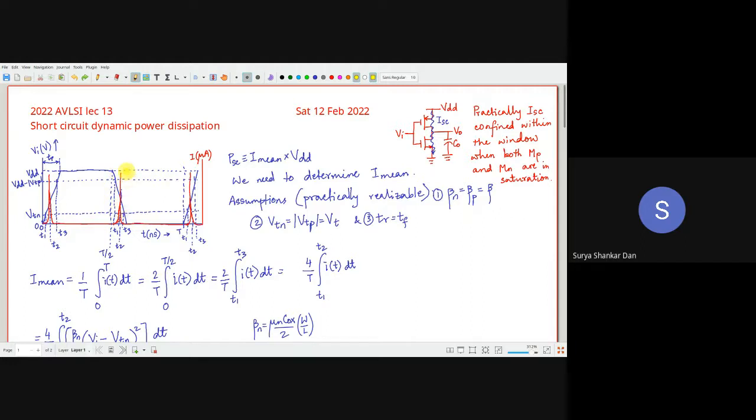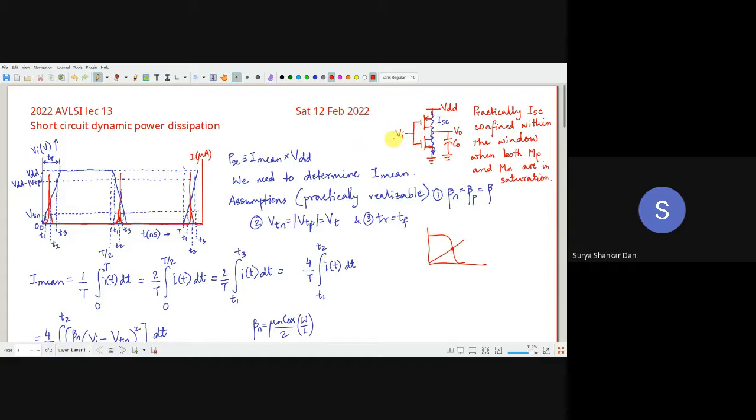At the inverter threshold. Okay, so at the inverter threshold, as I had discussed, that means here the inverter threshold will be exactly in the middle. So at that instant, both the transistors are consuming the maximum amount of power, maximum amount of current. So that will be having the maximum short circuit component as well.